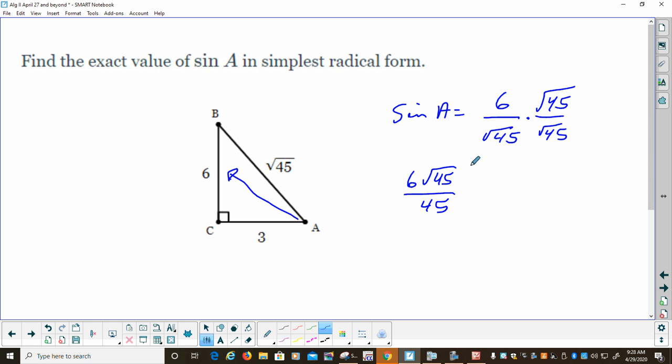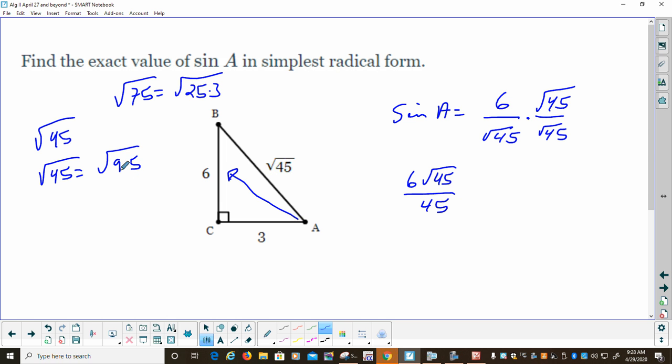Now you're not done for a couple reasons. One, this has to reduce. And two, this square root of 45 does reduce. So looking at the square root of 45, it's kind of like that one we did, the square root of 75. Well, that was 25 times 3. Square root of 45 is 9 times 5. And 9 is going to pop out as 3, so this is 3 square roots of 5.